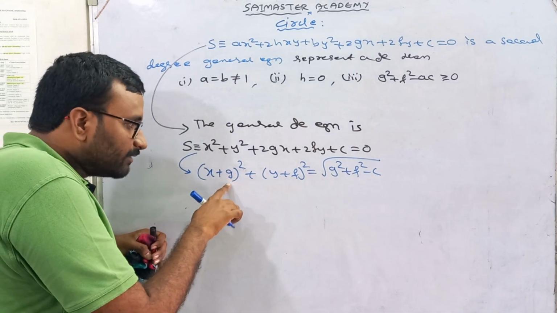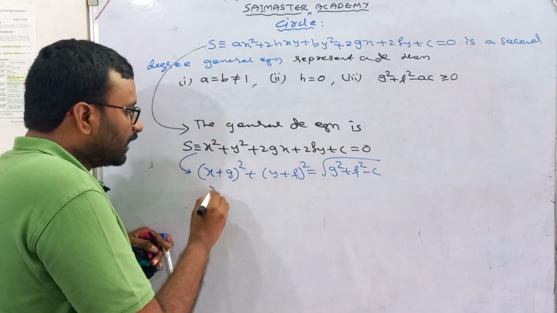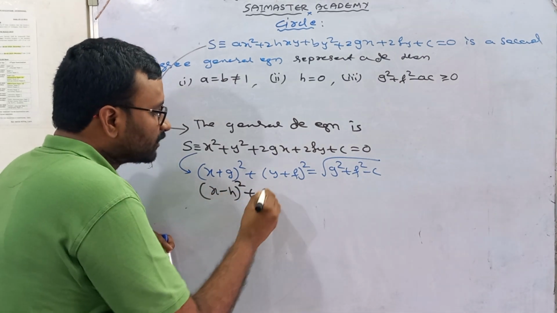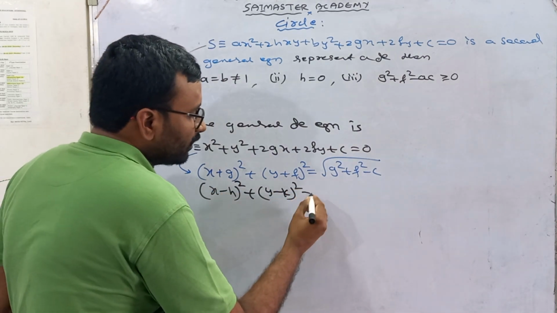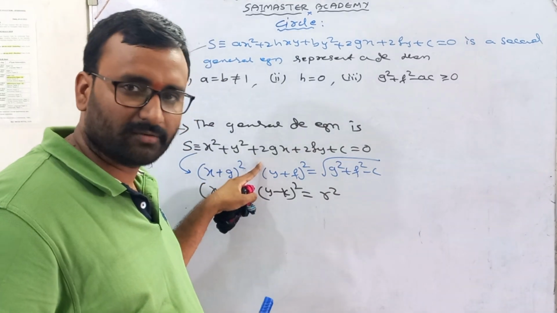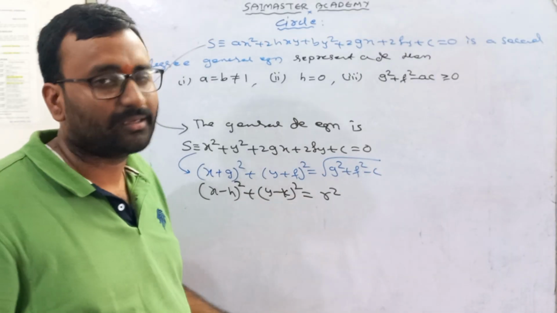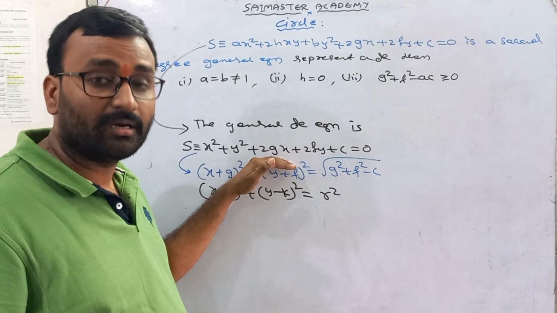Now I am comparing this with the standard form. What is the standard form? x minus h whole square plus y minus k whole square equal to r square. See, the process of conversion is not important, that's why I am not giving it. Otherwise, by using the perfect square method, we can convert easily. But the process is not important.